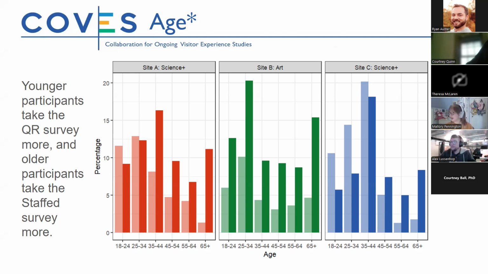The QR survey results are shown in the lighter bars on each graph, and the darker bars are the staffed. And you can see that the darker bars for the staff survey are fairly high across all of the age categories, but those lighter bars really drop off around age 55. So it's important to recognize that we are not collecting as much data from people over the age of 55 when we're collecting it via a QR survey. And this is done with our approved QR survey method.